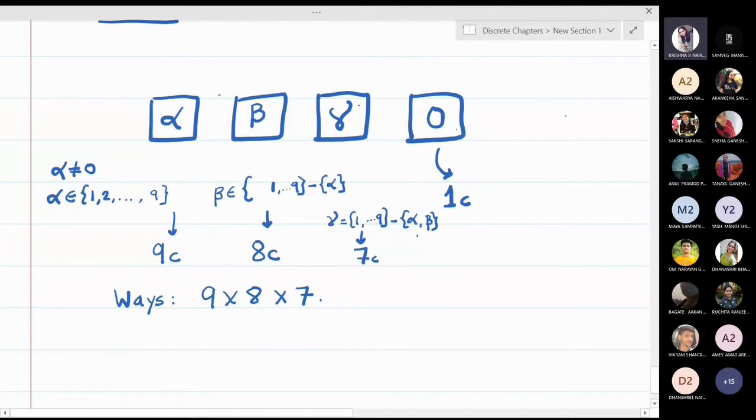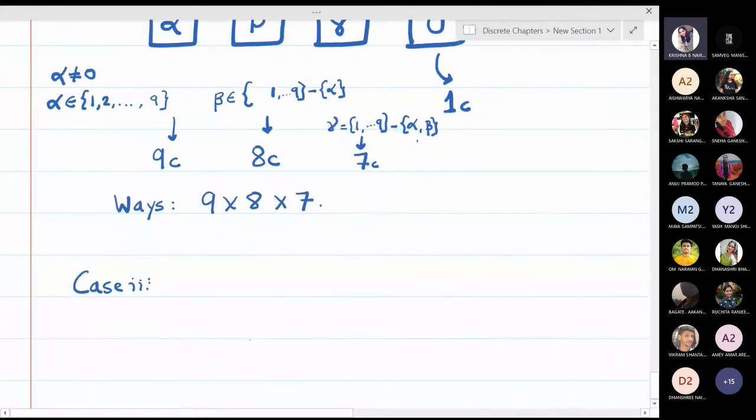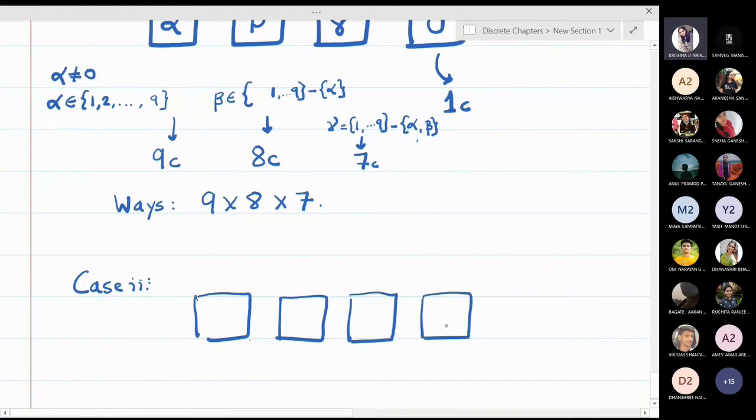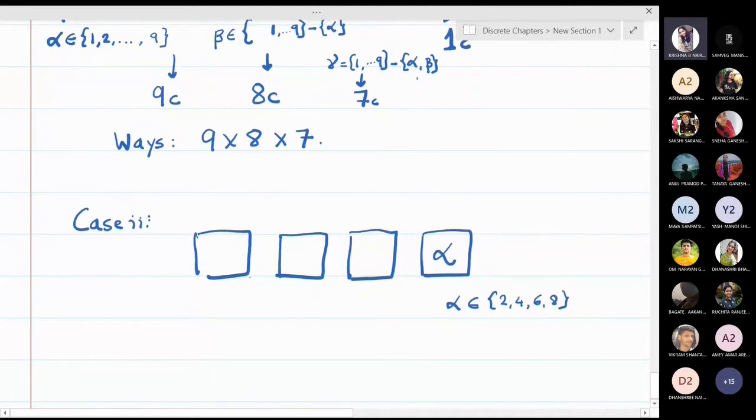Now for the second case, I will take the last digit to be either 2, 4, 6 or 8. So here I'm calling this number alpha. This alpha can be any one of these 2, 4, 6 and 8. And therefore, how many choices are there? There are four ways to choose the number alpha.